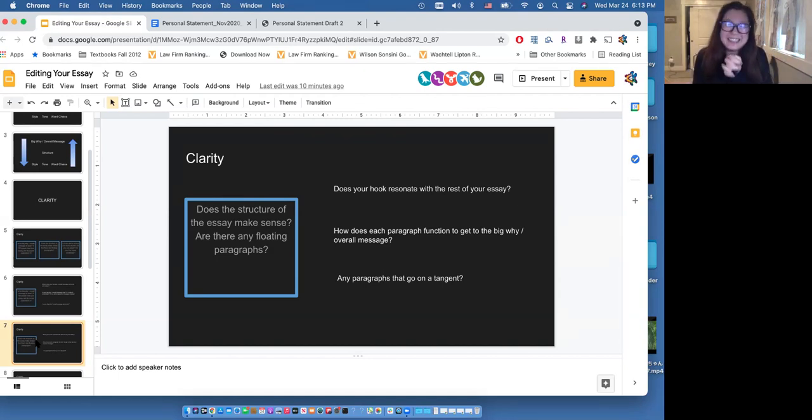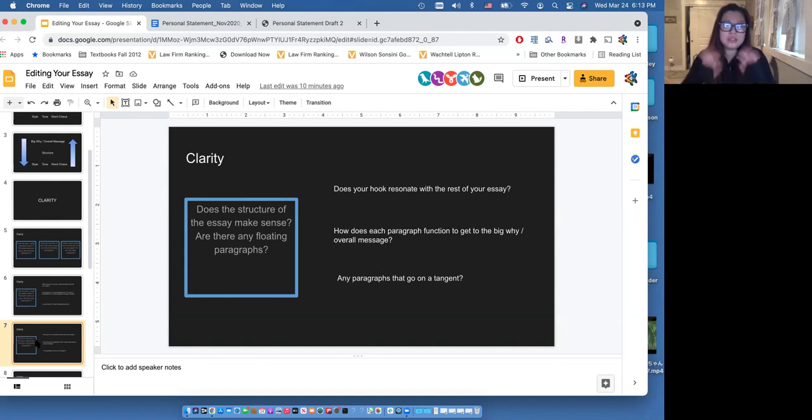Thanks. Yes. So you really want to make sure that that hook is connecting to the story. Second, how does each paragraph function to get to the big message? If every paragraph isn't getting you there, then what is it doing in your essay? You really don't want to have random tangents and shifts that aren't getting to the message.